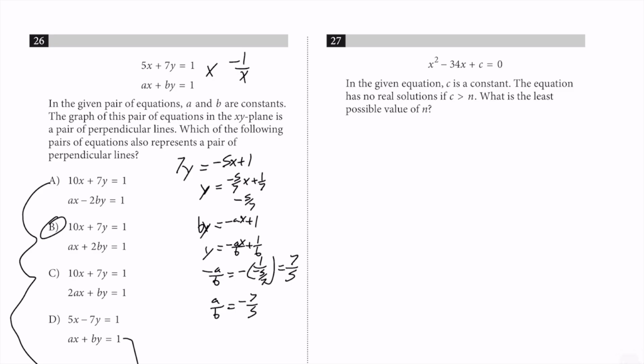All right, I believe this is the final question. In the given equation, c is a constant. The equation has no real solutions if c is greater than n. What is the least possible value of n?